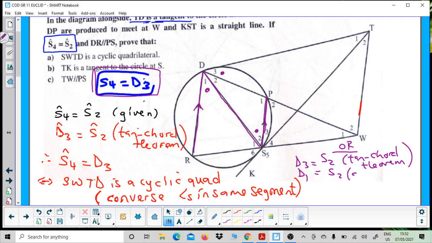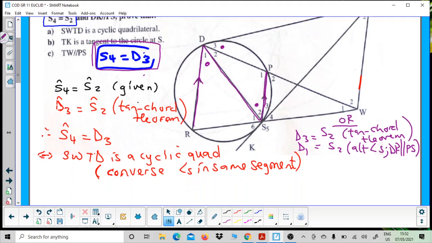So this is true because they are alternating angles, but the parallel lines are DR parallel to what? PS. I see. Okay, so for now, let me just make a conclusion right now, because you don't want to keep on going. If you keep on going, you'll forget what you're doing. By doing this, I have proved that D3 is equal to D1. Is that fine with you?